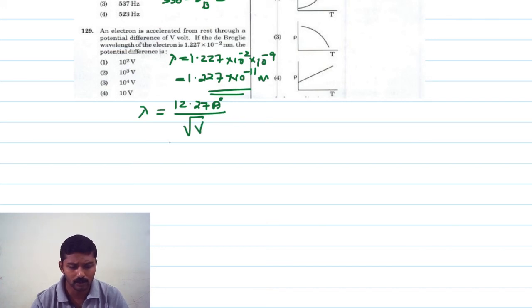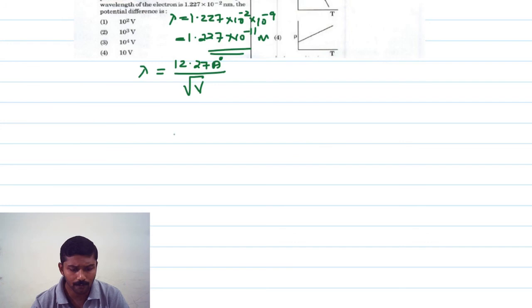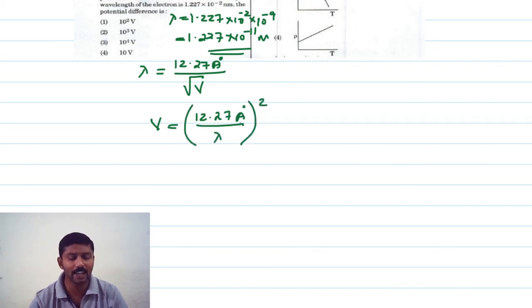If you substitute this, what will V be equal to from here? V is equal to 12.27 angstrom value divided by lambda, the whole square. This angstrom will be 10 power minus 10. In the denominator, you are already getting 10 power minus 11. So as this value goes up, you will get 10 as a multiple factor. Then you just have to substitute the value of lambda.